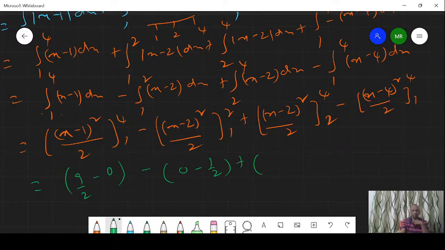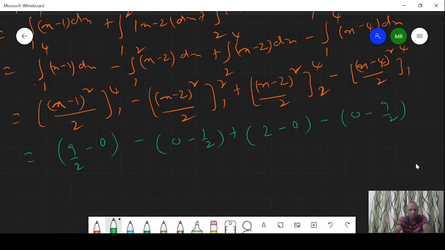This one. If I apply this, 4 minus 2, 2 square, 4 by 2, 2, minus lower limit 2, 0 it comes. Minus. Now if we substitute here upper limit 4, that will be 0, minus lower limit 1 minus 4 minus 3 whole square, 9 by 2. So here the calculation will be simple if we do this method. You can check what it comes now.